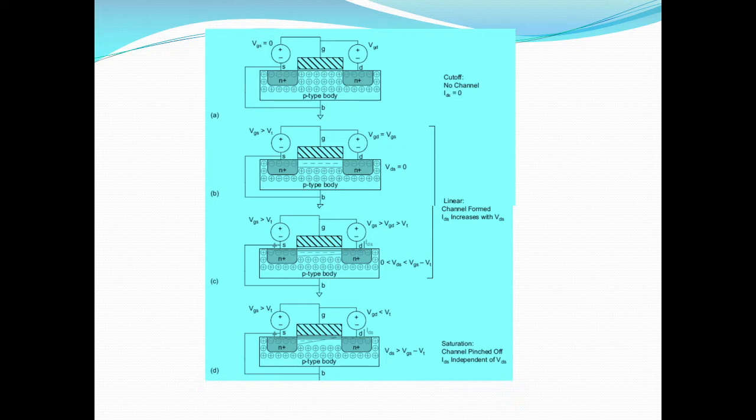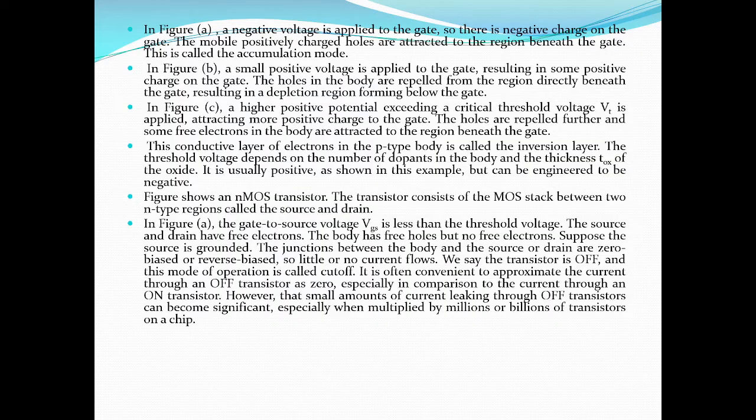Next, figure C. We are going to increase to a higher positive voltage on the gate. Initially there was 0 or negative voltage, then less positive voltage in figure B, and in figure C we apply more positive voltage. When it exceeds the threshold voltage VT, more positive charge is attracted to the gate, the holes are repelled further, and some free electrons in the body are attracted to the region beneath the gate. This conductive layer of electrons in the p-type body is called the inversion layer.